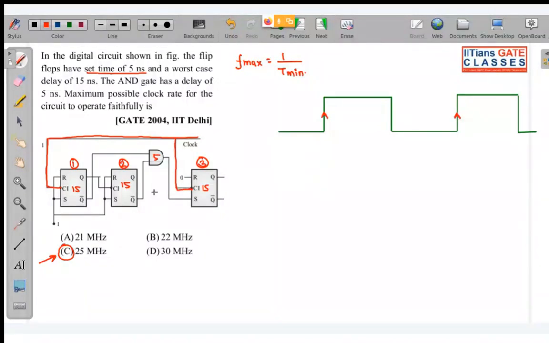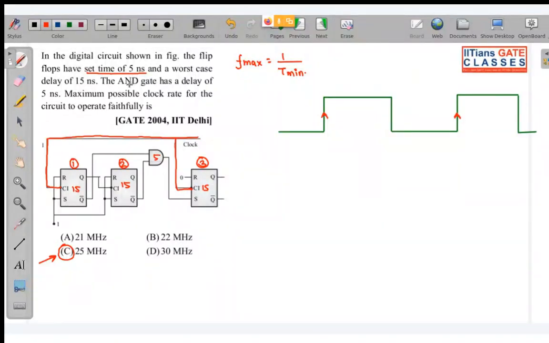Now, if you see over here, basically, we are starting from here. Okay, third flip flop. Now, why I am not starting from here, I will tell you. So look over here. In the third flip flop, for any input, you can see basically this is the clock and they have given setup time of 5 nanosecond.